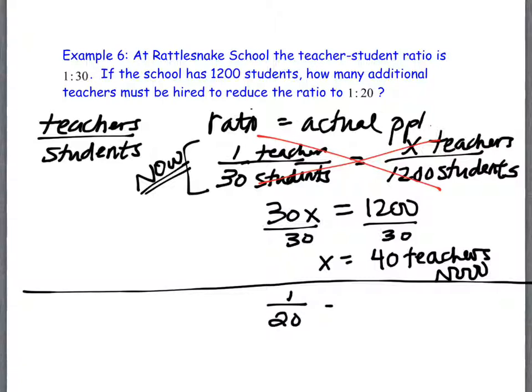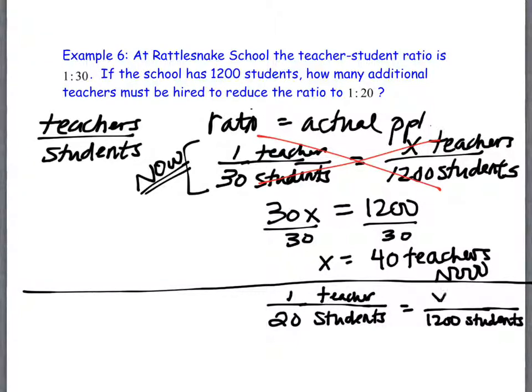Right. We can set up another proportion that's 1 to 20. It's still 1 teacher to 20 students. So the teacher and student part's the same. And nothing indicated that the number of students was changing. So that's still 1,200 students, right?